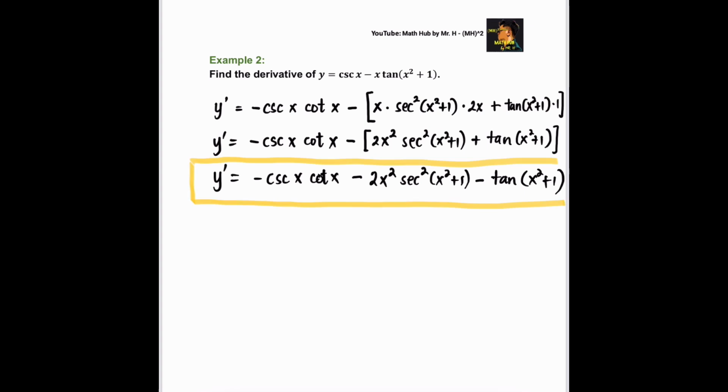So it basically depends on how the answer must be presented, whether it's in factored form or expanded form. We consider them right because either of them is correct.